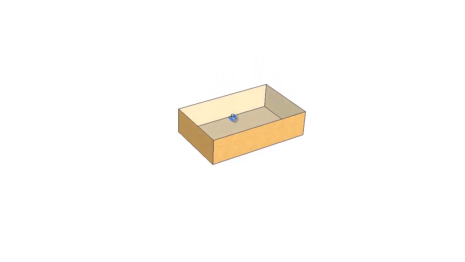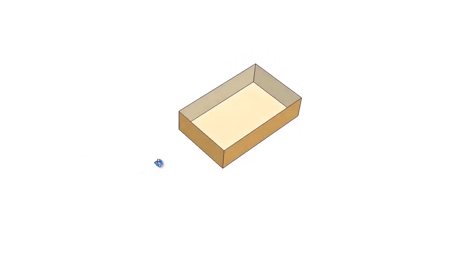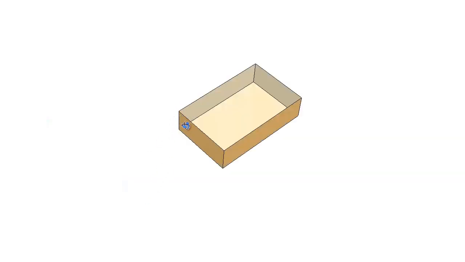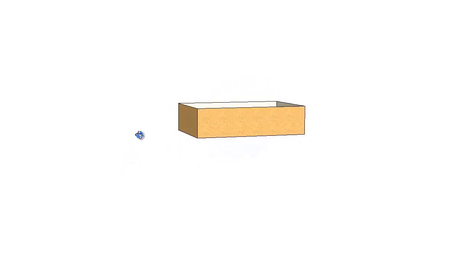And so how can we find out an expression for this? First of all, we have to find an expression in terms of one unknown quantity. So let's see. What should be the height of the box if we want to maximize its volume? We want to make the box such that it has the maximum volume under these restrictions. What are the restrictions? It's a cardboard 20 centimeter by 20 centimeter and the corners are cut out. We don't know how big the x would be, but we know the height would be x as we fold it. As you can see here, after you fold it, it was first flat. This is the height and that is x.